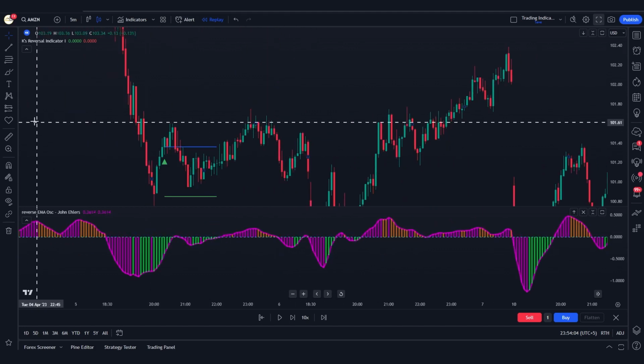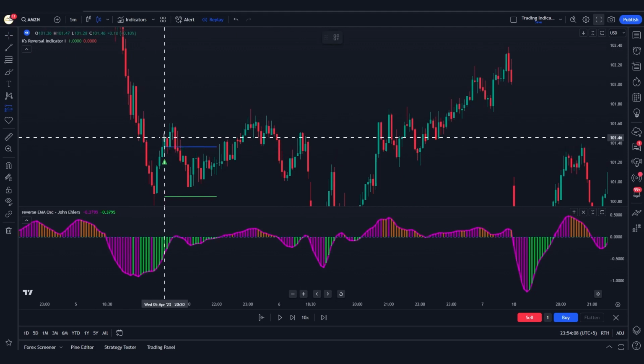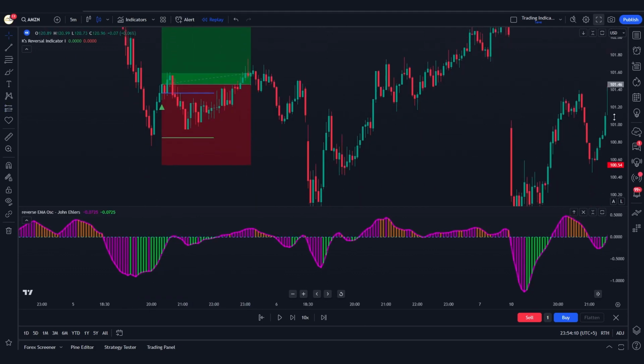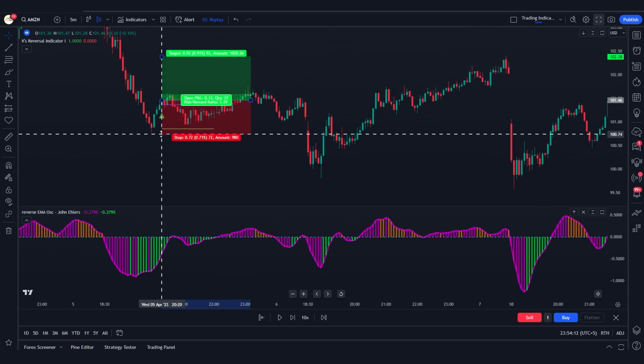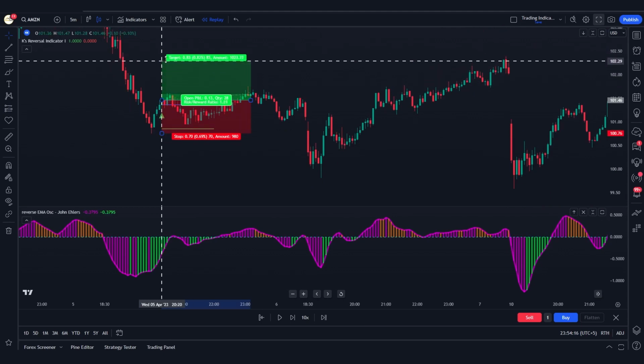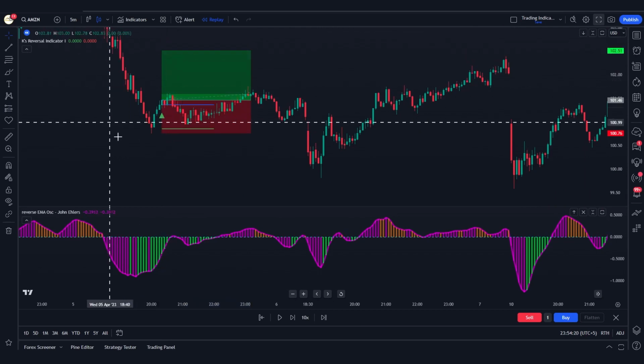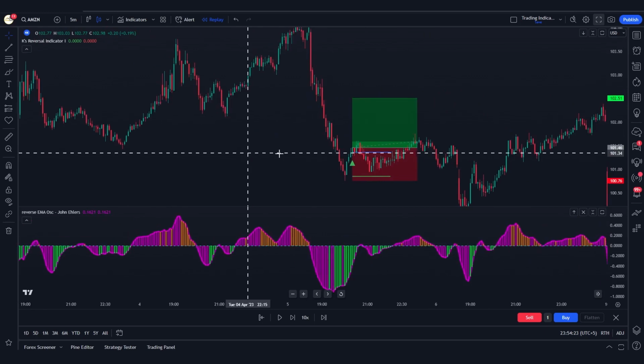So let me just go ahead and take a long position at the close of this candle here, and we can put our stop loss at the most recent swing low, and let's see if we are able to take a risk to reward ratio of 1.5. So in this case here, our 1.5 risk to reward ratio would be almost here, which in this case did not get triggered, and this is a stop loss.